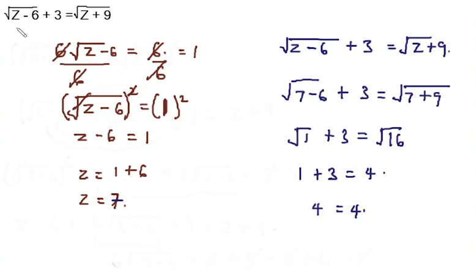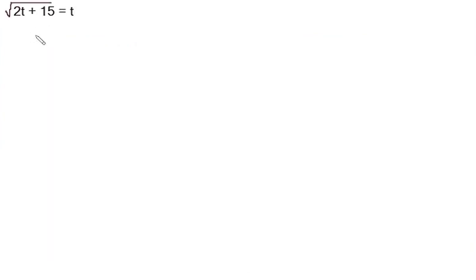Let's move on to the next example. You can try to pause the video and solve this example yourself. Okay, so like we've been doing before, let's write out the question. So we have square root of 2t plus 15. This is equal to t.